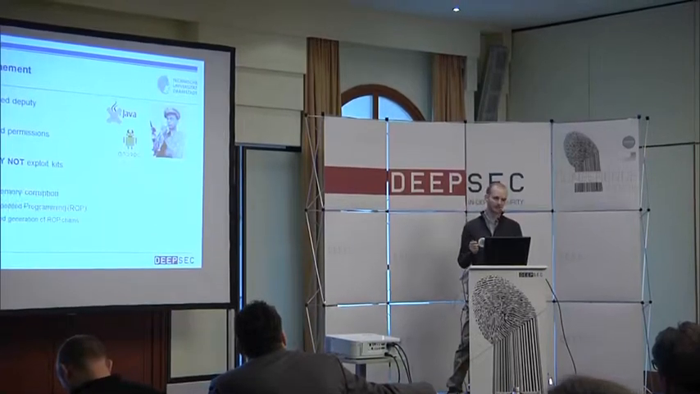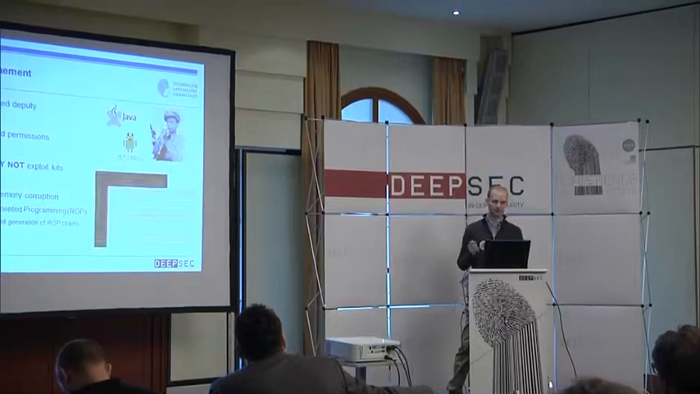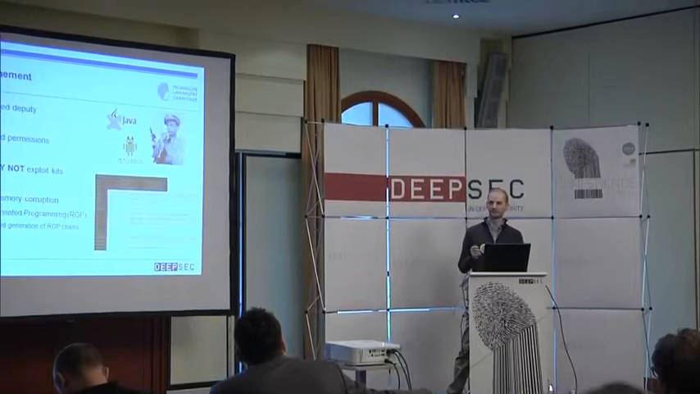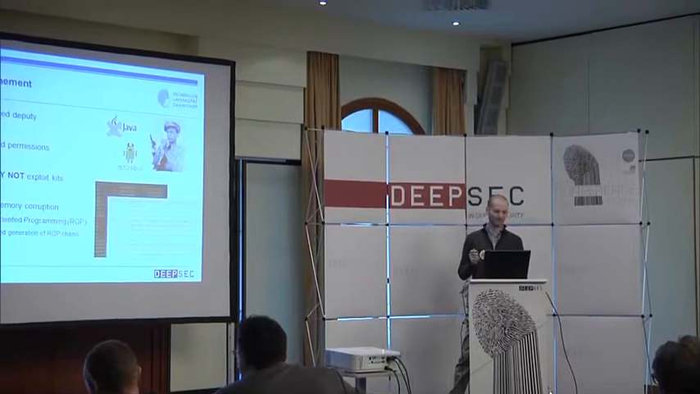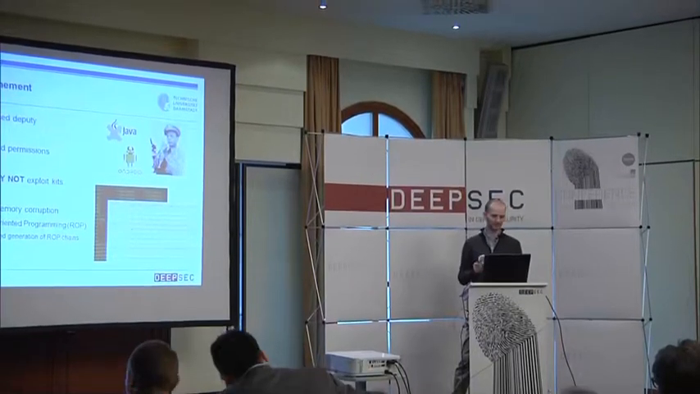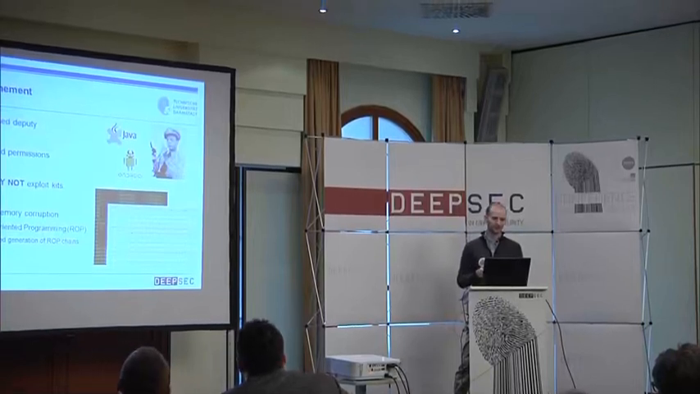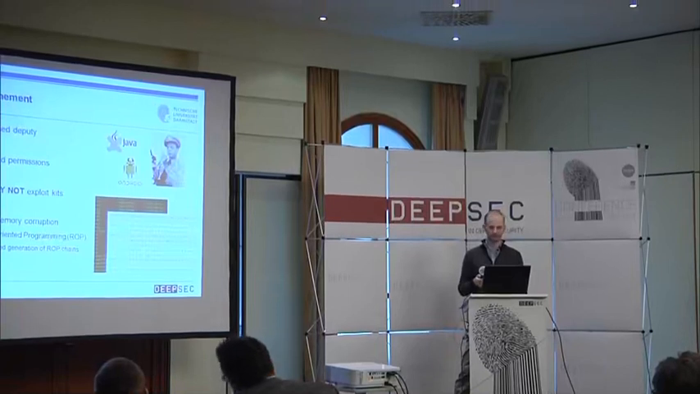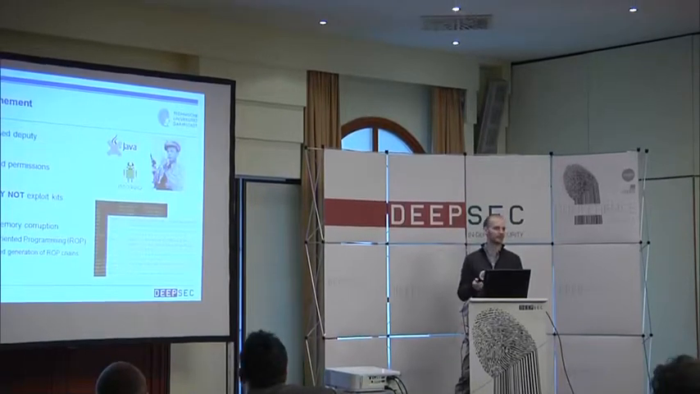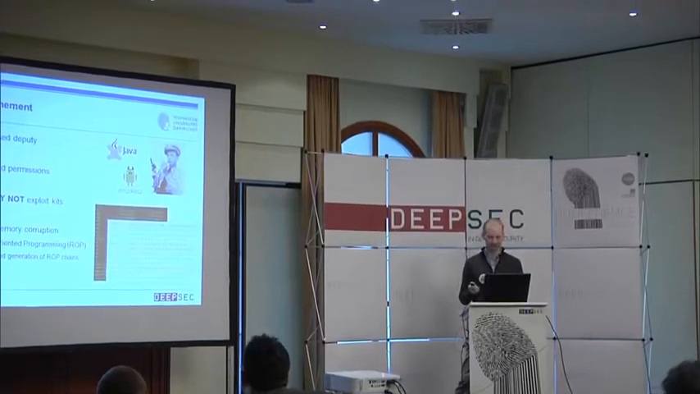What I will talk about is good old memory corruption, more precisely return-oriented programming. Return-oriented programming, also known as ROP, and more specifically, how we can automatically generate useful ROP chains. So we will look at quite a bit of assembly, and I hope you're not scared of that.